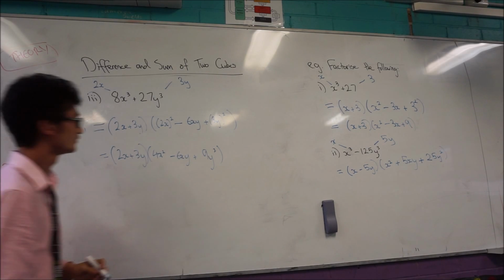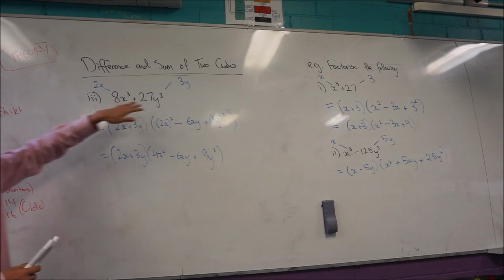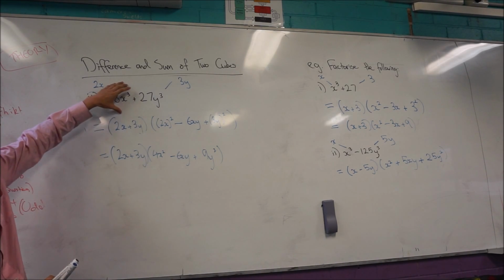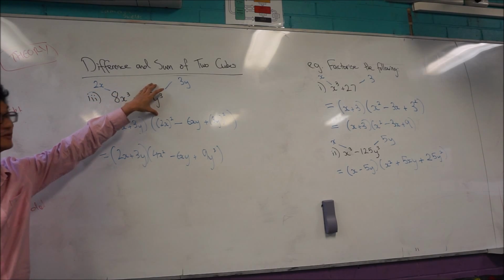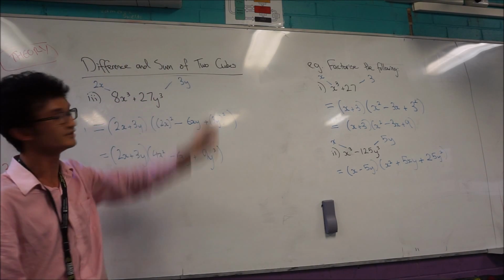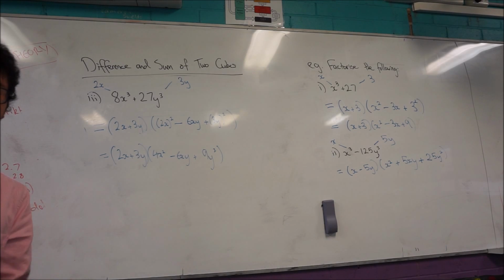Okay? So that shows you that no matter what terms I have, if I can find the cube root of the first term and the cube root of the second term, I can apply this sum and difference of two cubes factorization method.